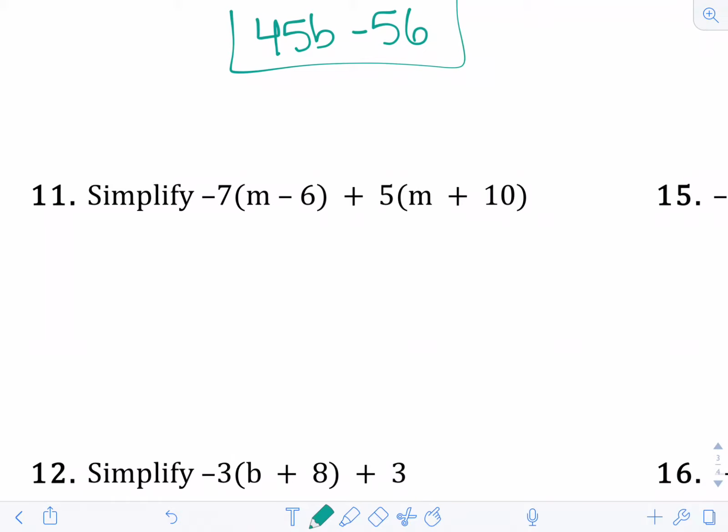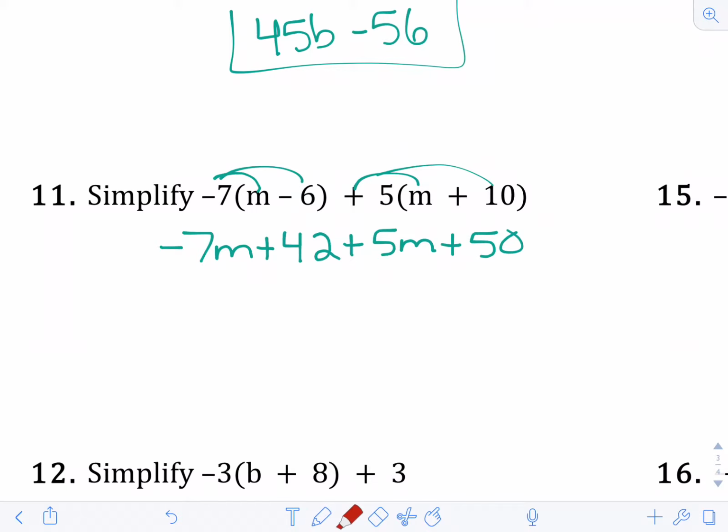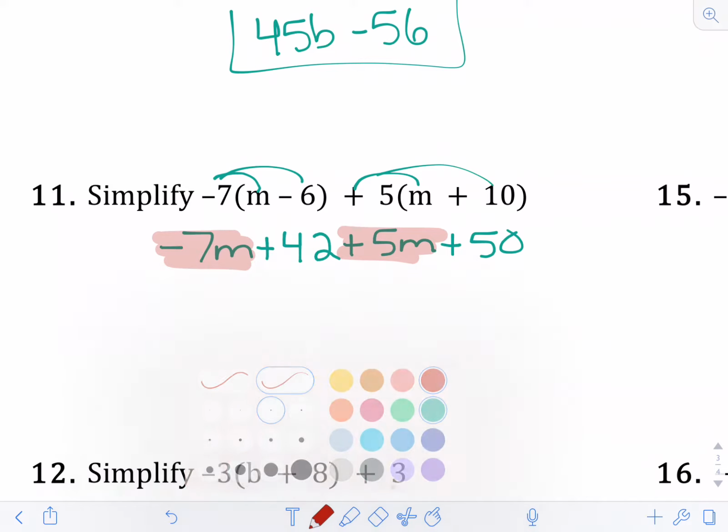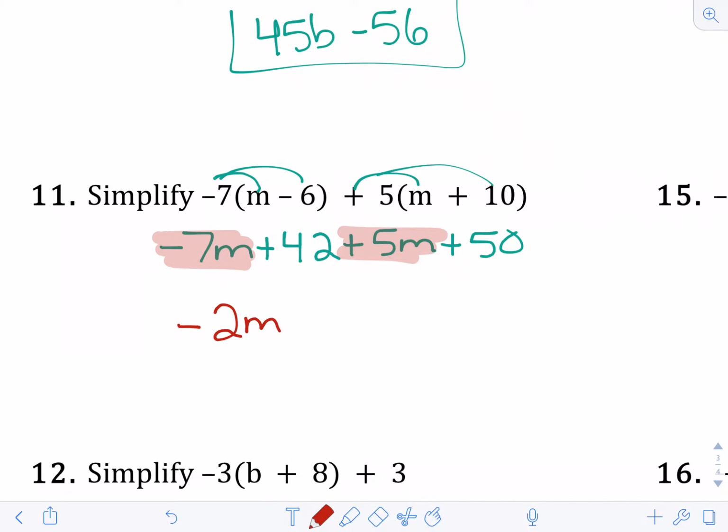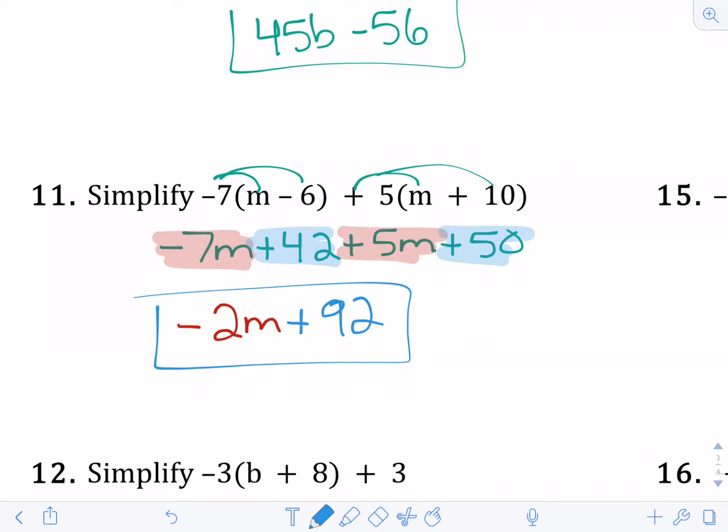Number 11, simplify. Got a negative 7 here, got a positive 5 here. Negative 7 times m is a negative 7m. Negative 7 times negative 6 is a positive 42. 5 times m is 5m. 5 times 10 gives me 50. Combine your like terms. Negative 7m, positive 5m. The negatives are winning by 2 points, so negative 2m. Combine my little numbers here, 42 and 50. When I add those up, that would give me 92. And I can't combine those because those are not like terms, so there's my final answer.